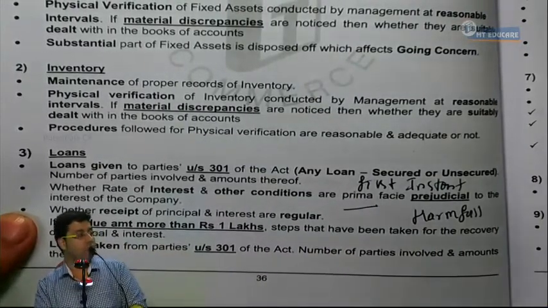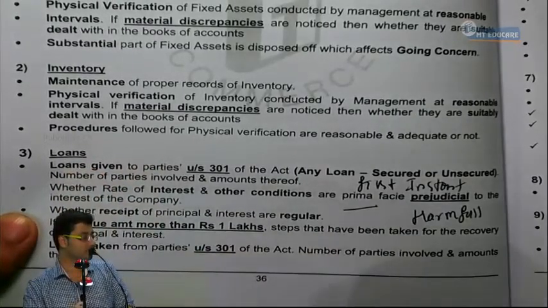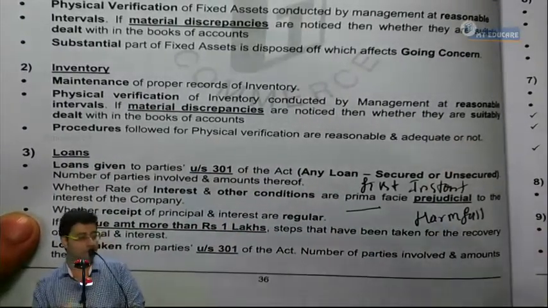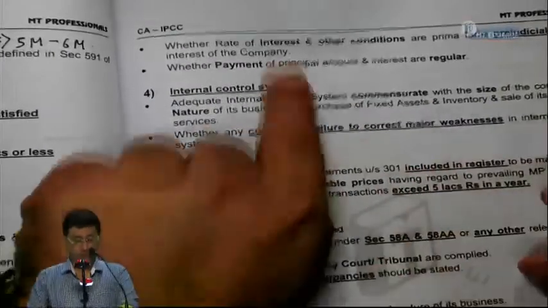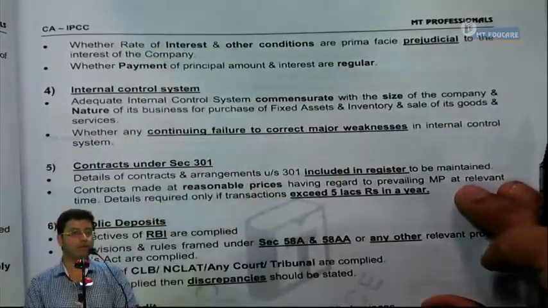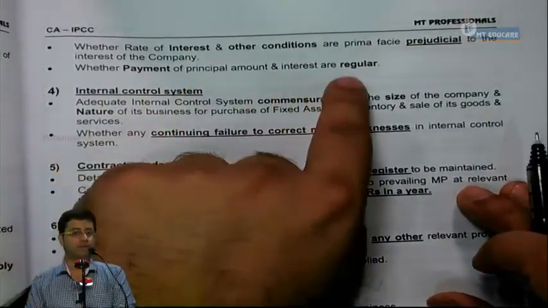And now it starts from loans taken. Now, loan taken is exactly the same condition as loan given. But the only thing is that this 1 lakh rupees condition will not come in the taken point. We will read it out. Loans taken from section 301 parties, rate of interest and other conditions prima facie prejudicial to the interest of the company. Then, whether the payment of principal and interest amount are regular or not.